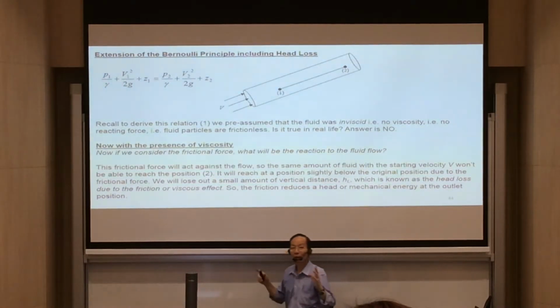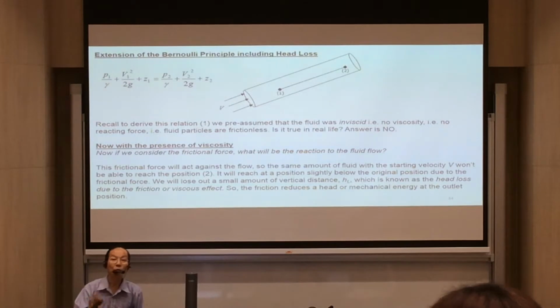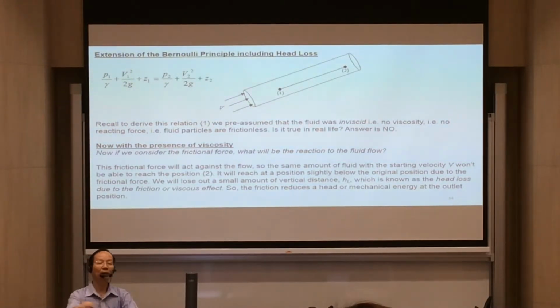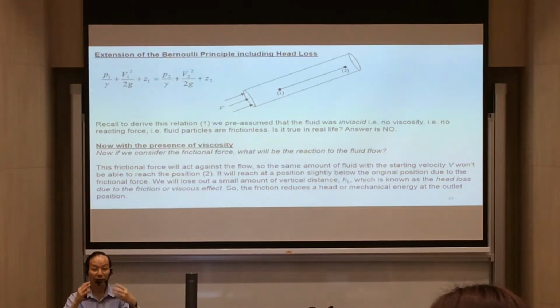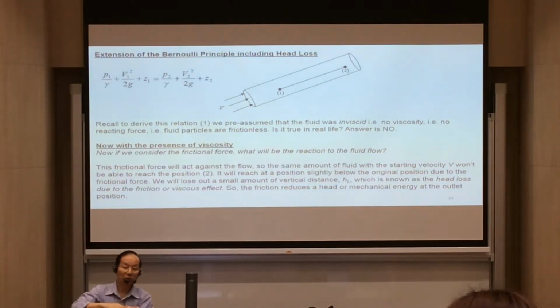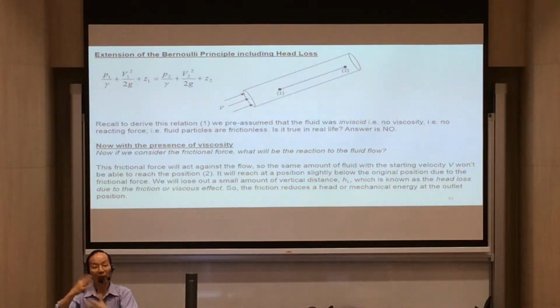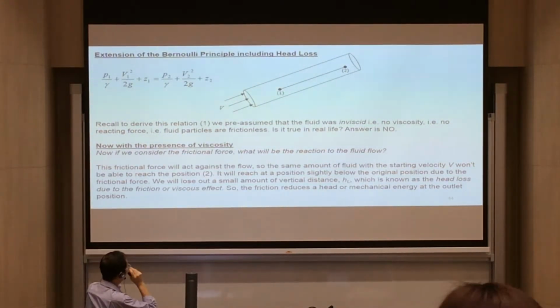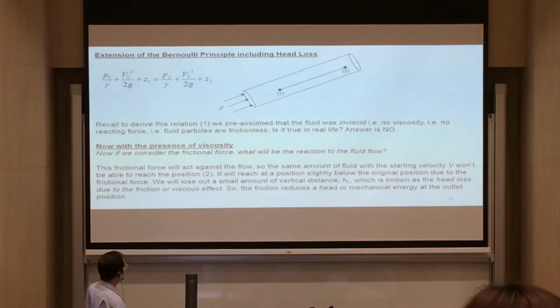Now, remember the assumption says inviscid flow. It is no friction. In theory, there is no friction, the ideal case, but in practice there is friction. There is viscosity. This friction is between the fluid and a solid surface, so that is called viscous friction. So in real life, of course, there is friction, the presence of viscosity.